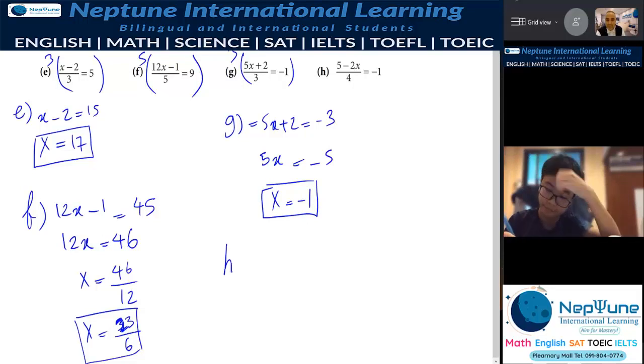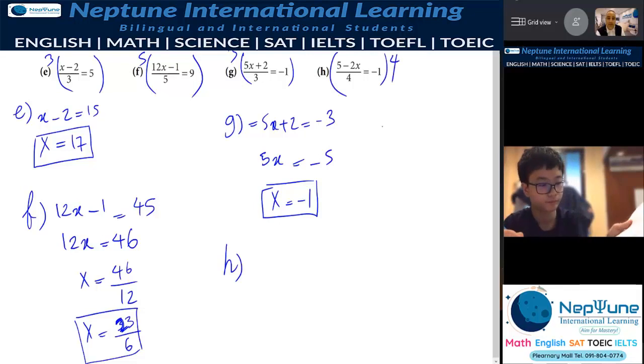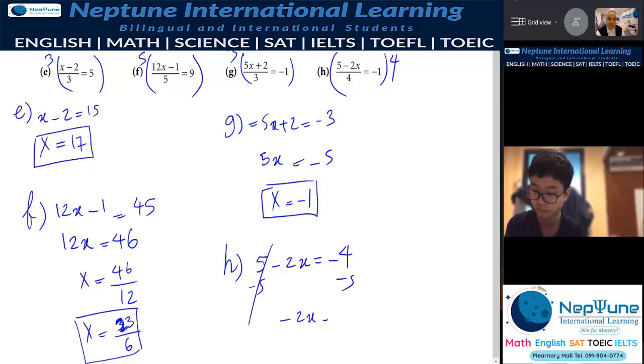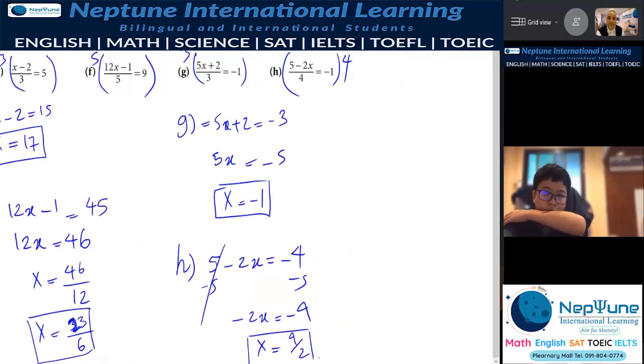And H. First thing I would do is times 4 again to get rid of the denominator. So 5 minus 2x equals negative 4. And then subtract 5 from both sides, you see, to get rid of 5. So negative 2x equals negative 9. Now in the end, divide both sides by negative 2. Negative divided by negative is positive. 9 divided by 2 is 9 over 2. That's the answer. All right?